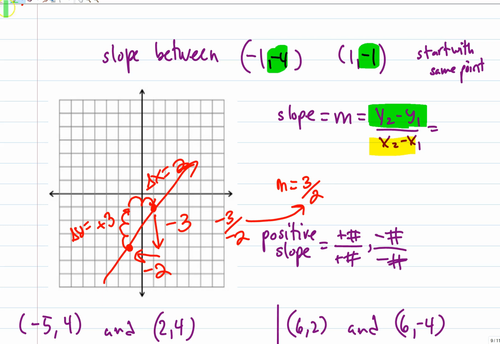Now this is where you have to be careful. If you like this, it's not a problem. But you have -1, not -4. It's minus -4. We've dealt with that before. Over, what's x2? Minus, what is 1 minus -1?